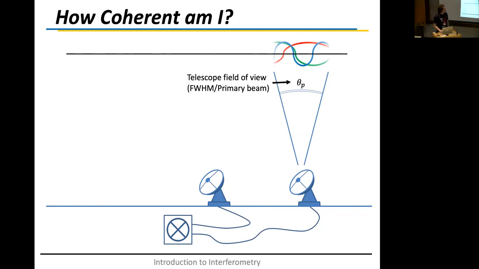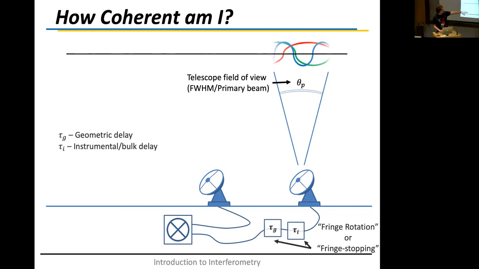So radio astronomers, knowing that this is an issue, say, well, okay, we don't have to just have these cables sitting there statically. We can introduce and correct for the geometric delay on the sky and actually change the fringe pattern that looks like something like this to something that looks like this.